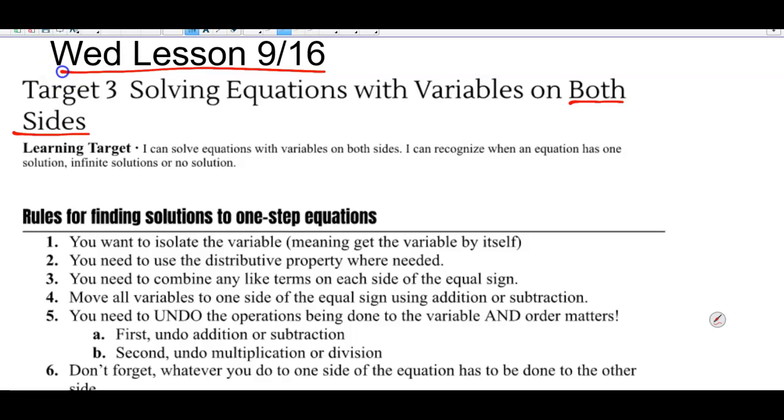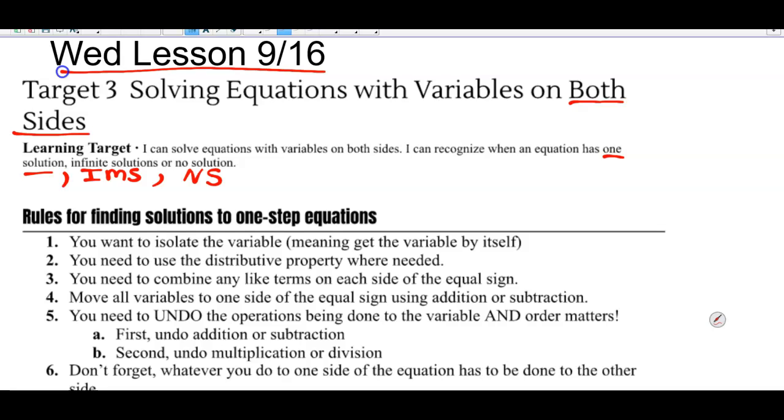Variables on both sides. So our learning target is that I can solve equations with variables on both sides. And another new component is I can recognize when an equation has what we call one solution, infinitely many solutions, or infinite solutions, I'm just abbreviating, and then we have no solution. So we're going to look at what those answer types would look like as well.